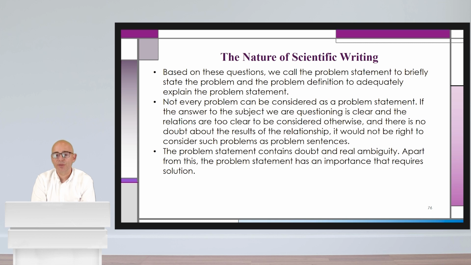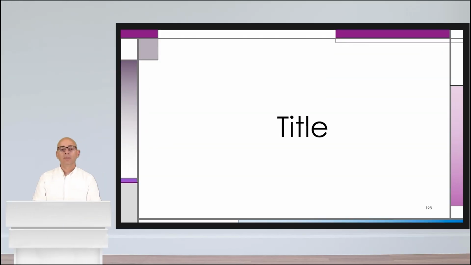Based on these questions, we call the problem statement to briefly state the problem and the problem definition to adequately explain the problem statement. So as you see, there is a very close relationship between problem statement and problem definition. Not every problem can be considered a problem statement. If the answer to the subject we are questioning is clear, and the relations are too clear to be considered otherwise, and there is no doubt about the results of the relationship, it would not be right to consider such problems as problem sentences.